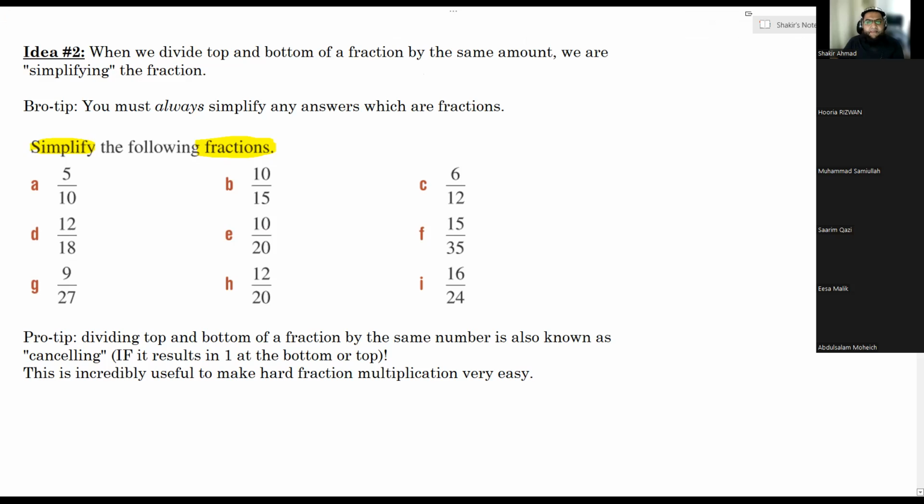And very simple tip, just think about what times table are both of the numbers in. So 5 and 10 are both in the 5 times tables. And so we can divide by 5, divide that by 5 and divide this by 5. And then we would get 5 divided by 5 is equal to 1, and 10 divided by 5 is equal to 2. And that's all you have to do.